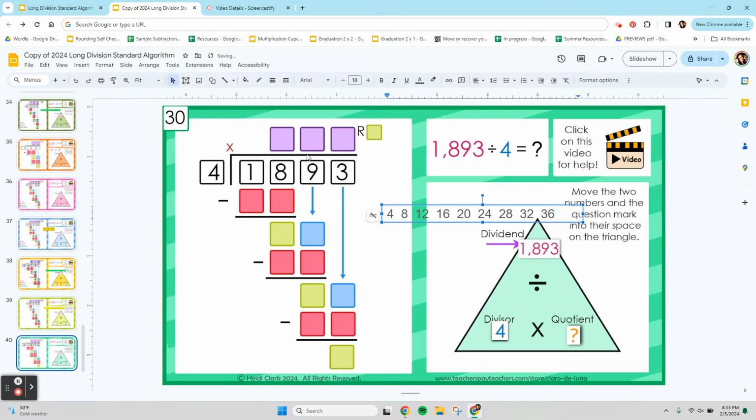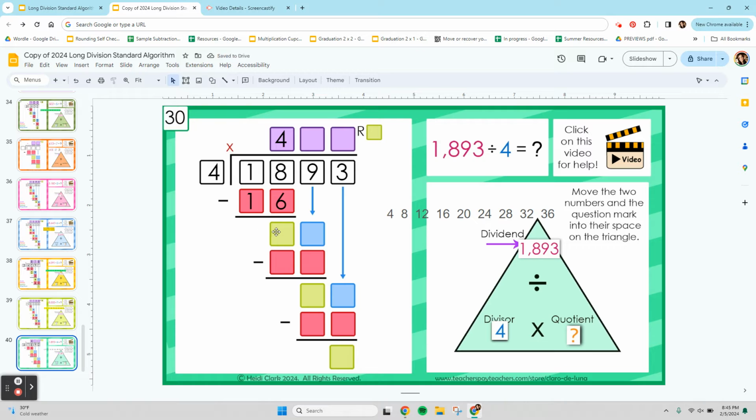Okay. Step 1 is to divide, and normally we would do 1 divided by 4. But you can't do that, so we're going to do 18 divided by 4. That's as far as you can go. 4 times 4 is 16. And then subtract. Go ahead and try the next couple steps on your own.